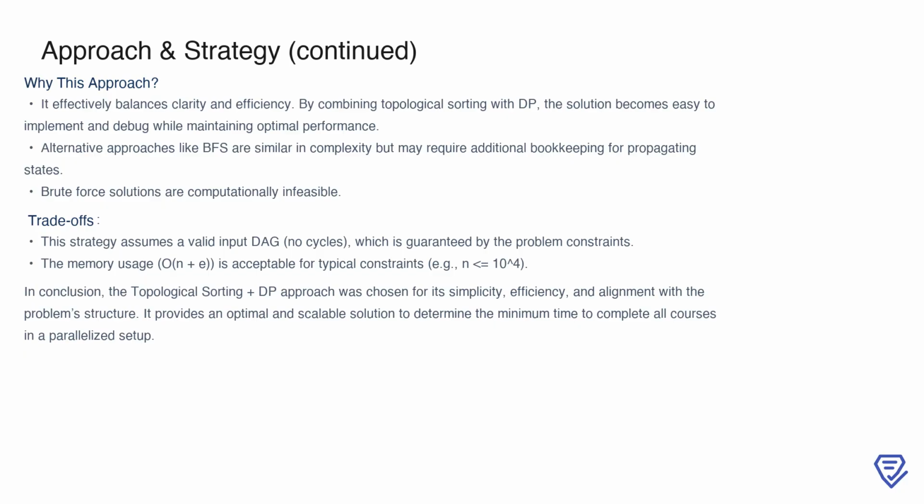Although BFS offers a comparable complexity, it may require additional effort to propagate states effectively. On the other hand, brute force approaches are computationally infeasible due to their exponential complexity. This strategy assumes the input graph is a valid DAG, which is guaranteed by the problem constraints, and operates within acceptable memory limits of O(n + e), even for larger inputs.